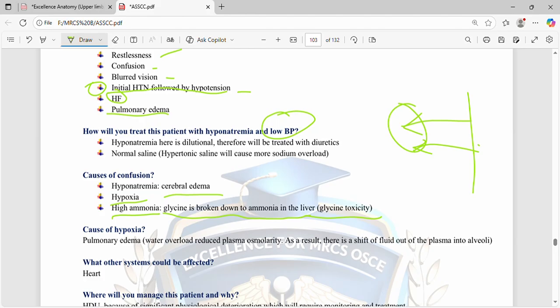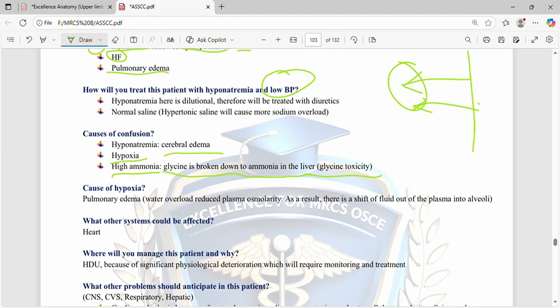Glycine toxicity. So causes of hypoxia: pulmonary edema, water overload, and reduced plasma osmolarity. As a result, there is a shift of fluid out of the plasma into the alveoli. So the fluid will move into the alveoli, or there is overload throughout the body, so the fluid will go into the alveoli and cause pulmonary edema. So this will ultimately cause hypoxia.